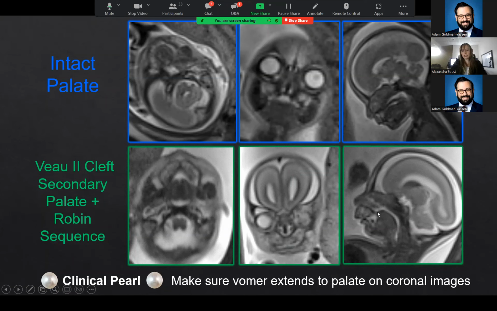And then when we look at this in the coronal plane, you can see the tongue is high, it's posteriorly displaced, and we don't see a second fluid-filled canal. We just see the one common canal between the oral cavity and the nasopharynx.